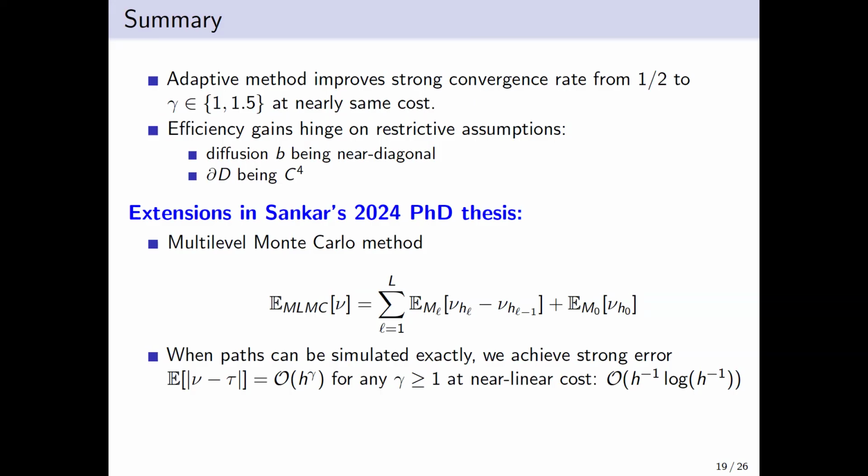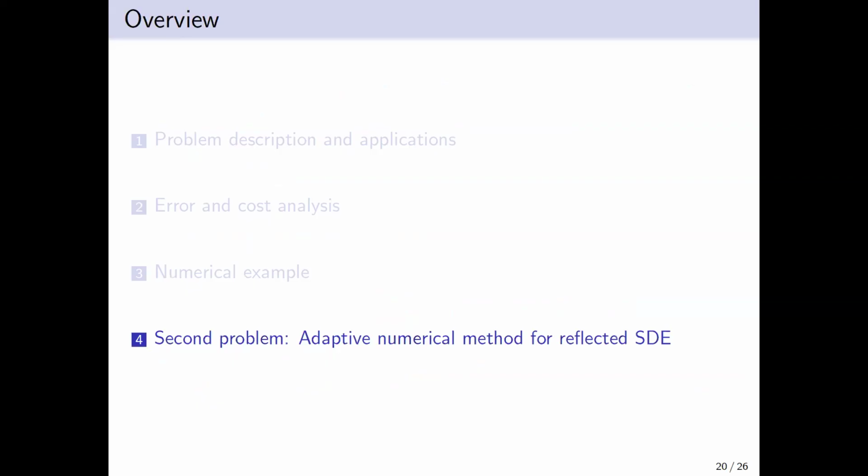So you just need to add more and more critical regions with smaller and smaller time steps close to the boundary in order to make this work. And the cost is not going to grow.